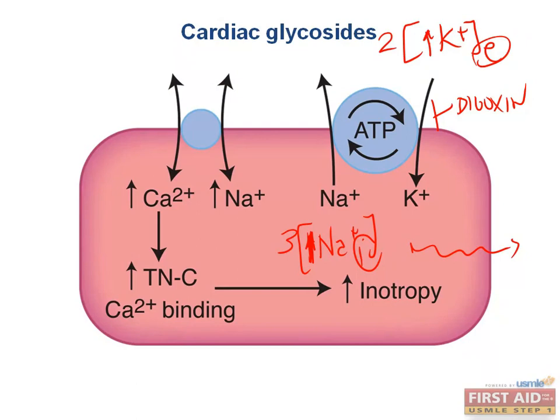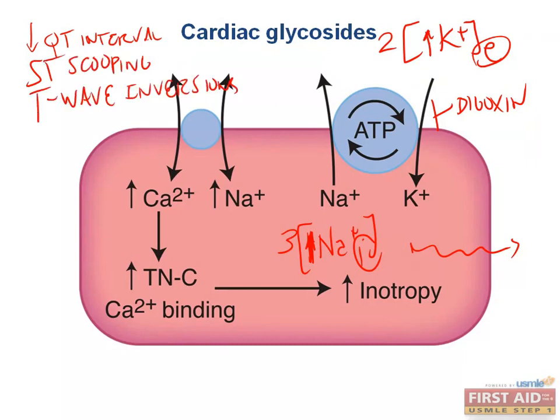So number 1, accumulation of potassium on the outside of the cell can lead to some severe side effects related to hyperkalemia. We have way too much potassium in the blood. Hyperkalemia can present with a decreased QT interval, ST scooping, and T-wave inversions. It says in your first aid book that when you have hyperkalemia, you should be thinking about a poor prognosis.